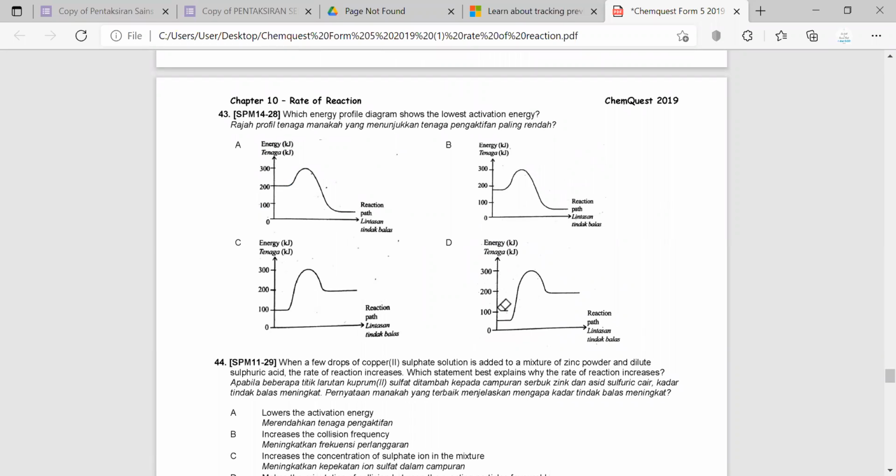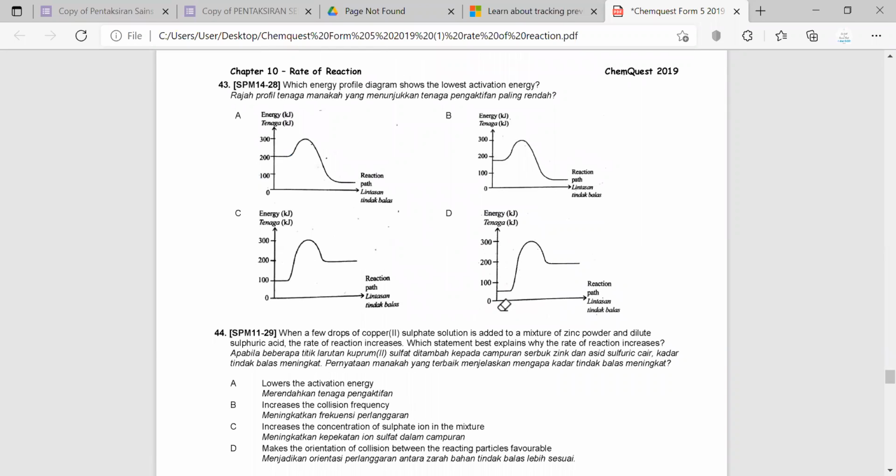Okay, 43. Which one shows the lowest activation energy? Easy. Would SPM ask a question like this? Too easy. B? No. C? No. Is it A? Yes. How to do? Activation energy is from the reactant to the peak, so count it.